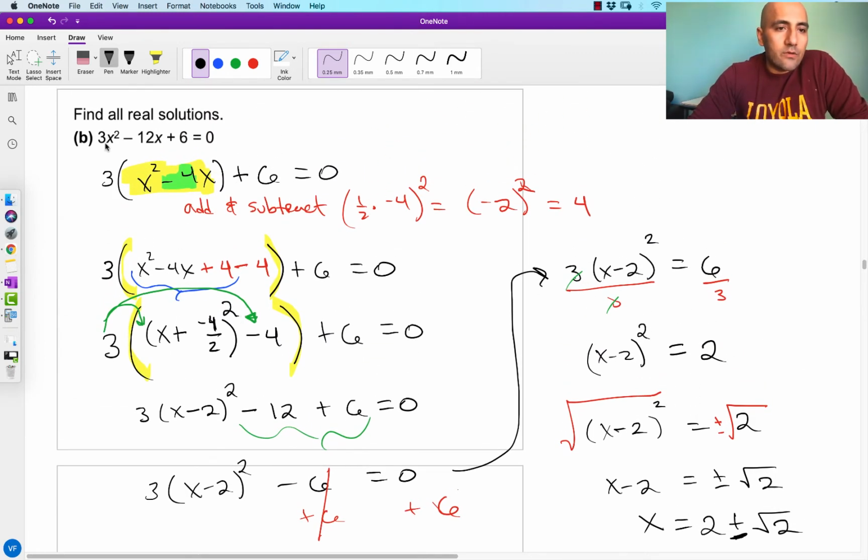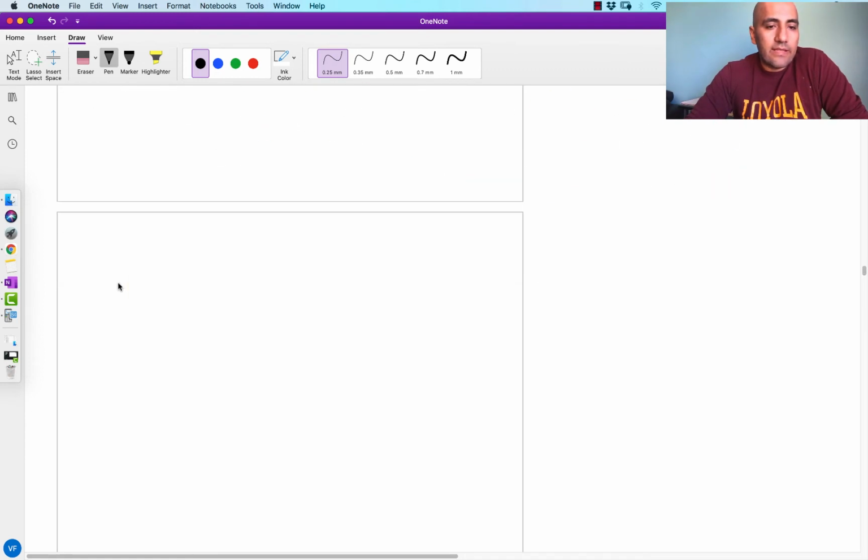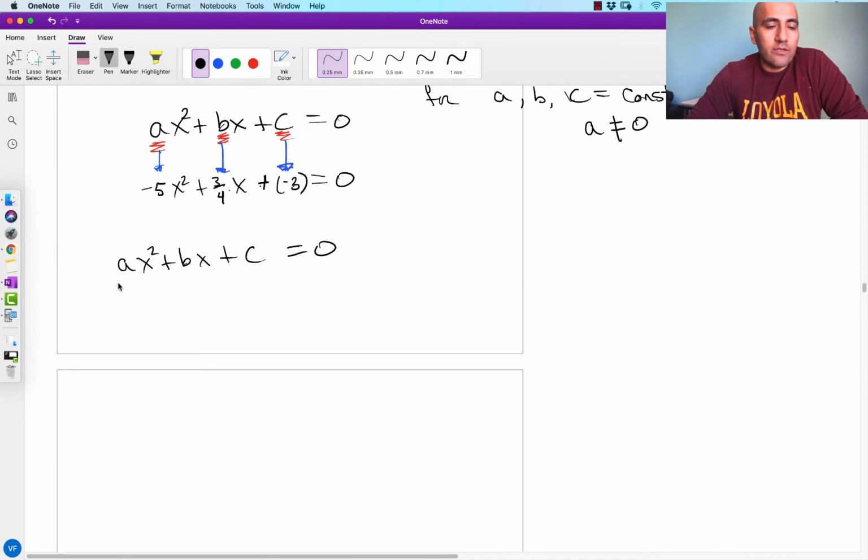The first thing we do is to guarantee that there's a 1 here by factoring out the 3, factoring out the constant in front of the x squared from the first two terms. So that's the first thing we're going to do. And let's do that over here. First thing we're going to do is factor out the constant a.